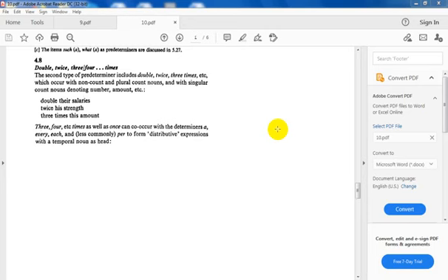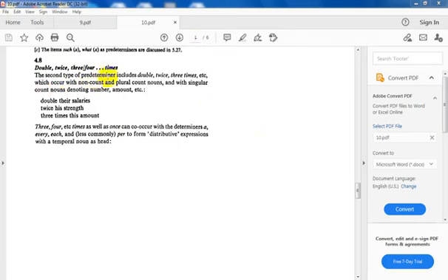Move to the second class of a predeterminer. احنا كملنا the first class of a predeterminer اللي هو the have and all and both. The second class, or the second category, of a predeterminer: double, twice, 3 times, 4 times.